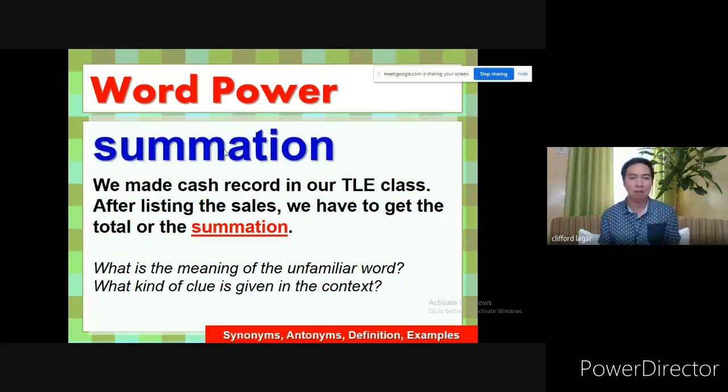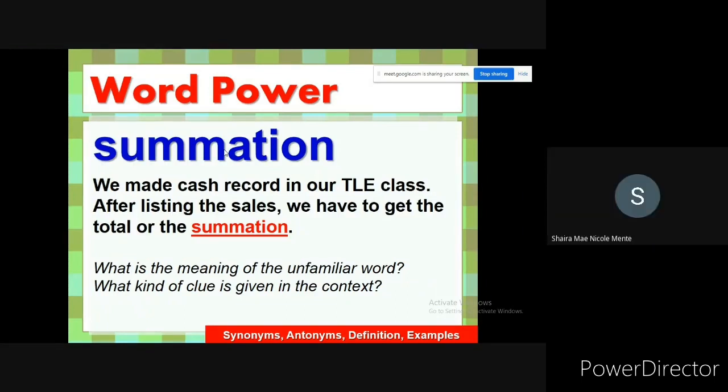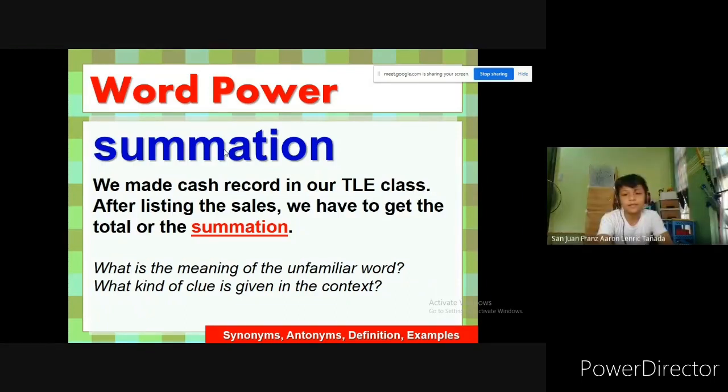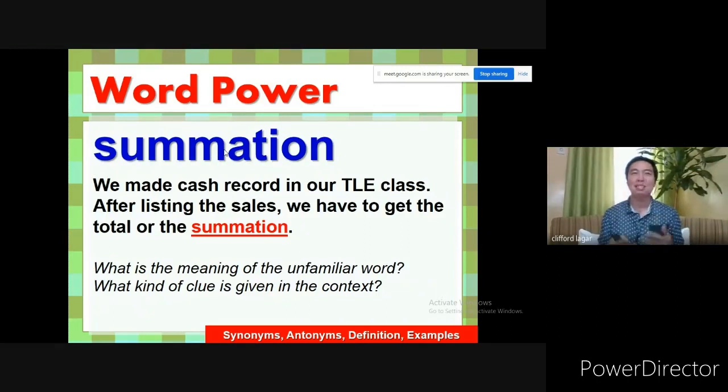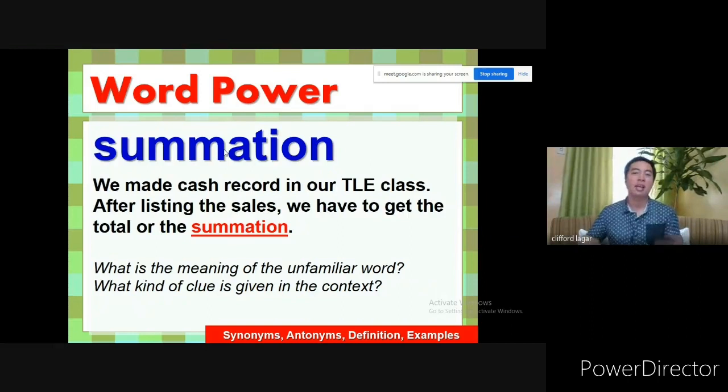Now, how about this word? Okay, repeat after me. Summation. Summation. Summation. Again, summation. Summation. Okay, now Ace, will you please read the sentence? We made cash record in our TLE class. After listening the sales, we have to get to the total or the summation. Okay, thank you, Ace, for reading this sentence.